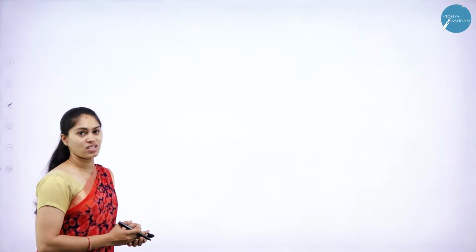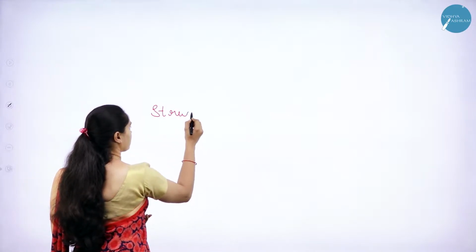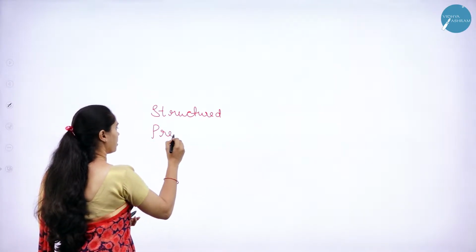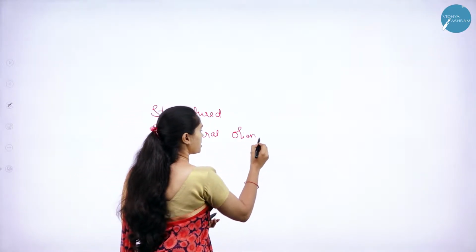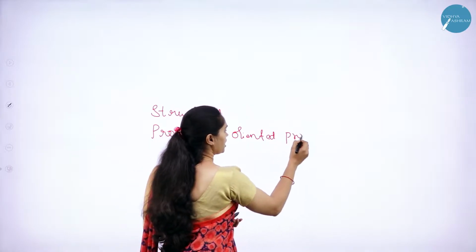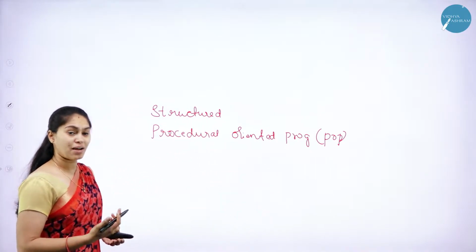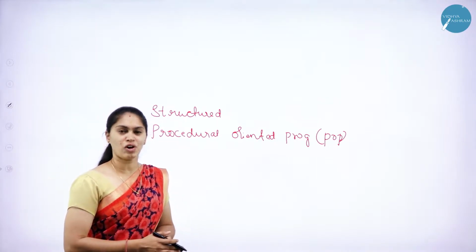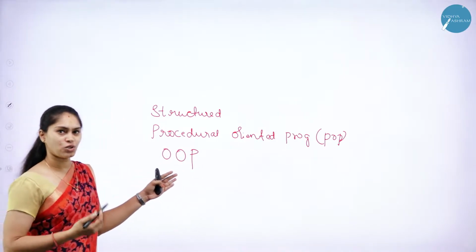If I consider this chapter, object-oriented programming, the basic concept of OOP, as we all know, initially we had structured programming. Then it evolved into procedural oriented programming, which we call POP. C programming is the example for procedural oriented programming. Now it has evolved and we are in the era of object oriented programming, which we call OOP.